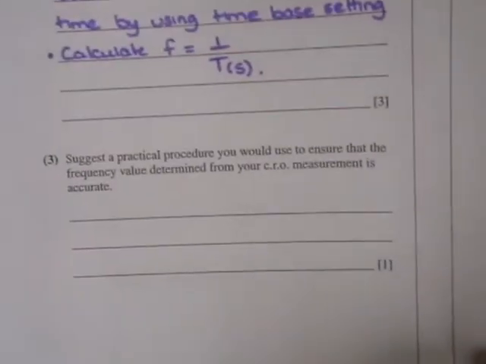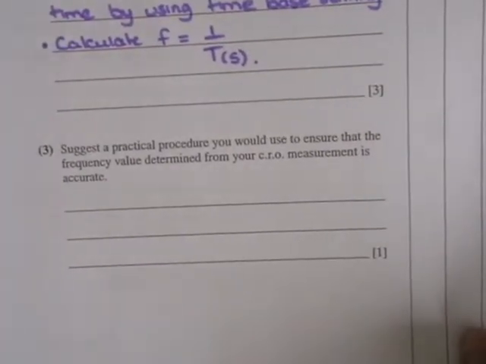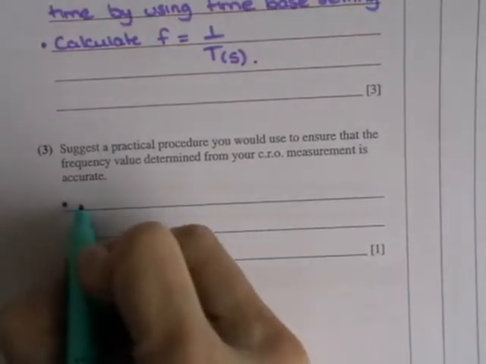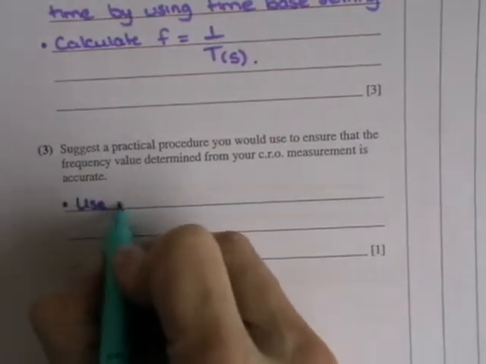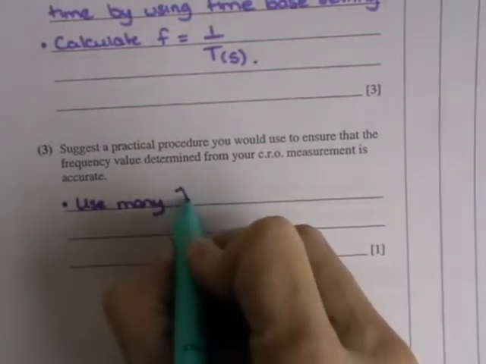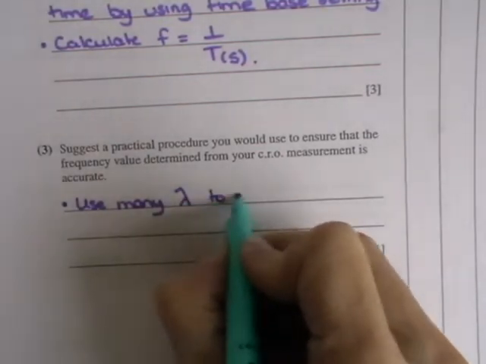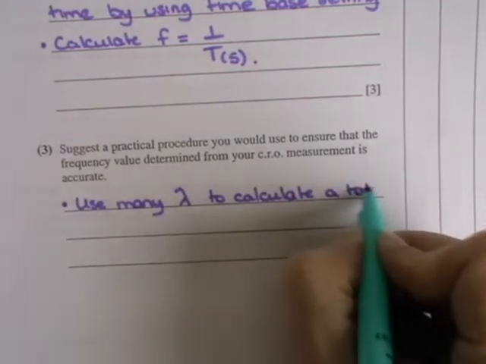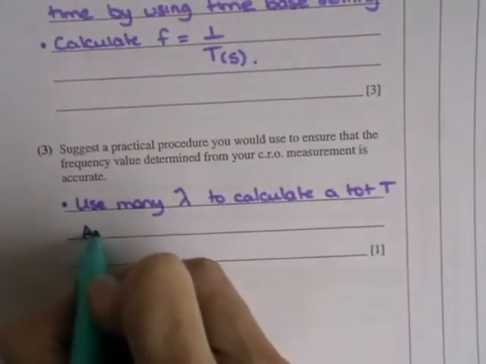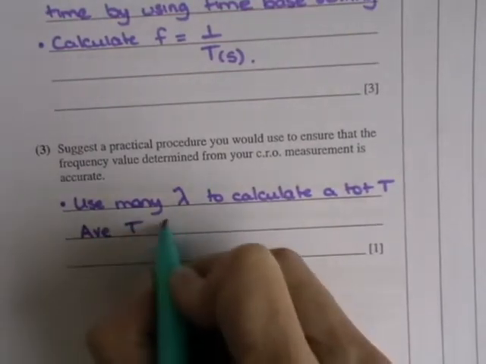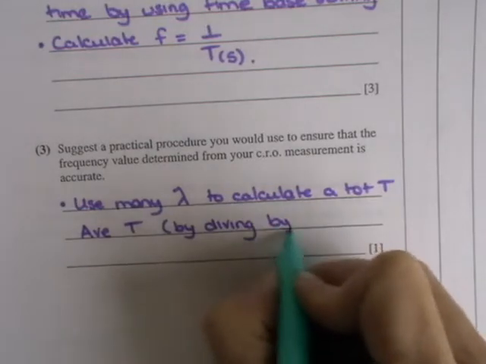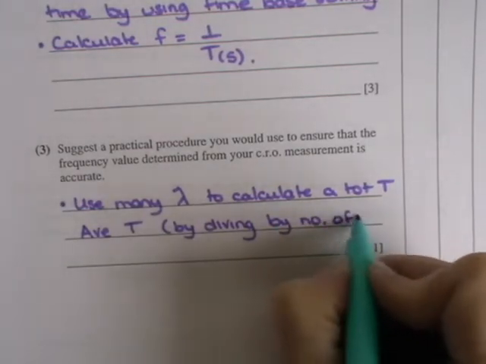State a practical procedure you would use to ensure that the frequency value determined from your CRO measurement is accurate. You could use many wavelengths to calculate a total time period and then find an average by dividing by the number of waves.